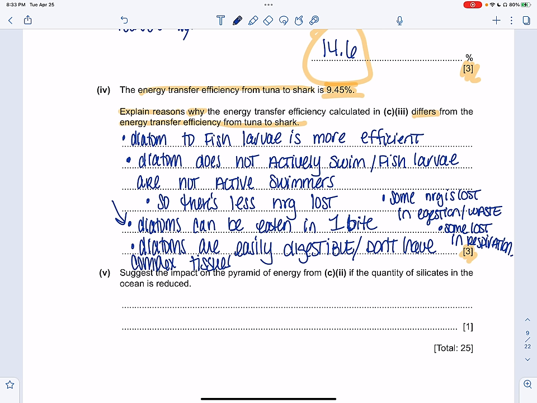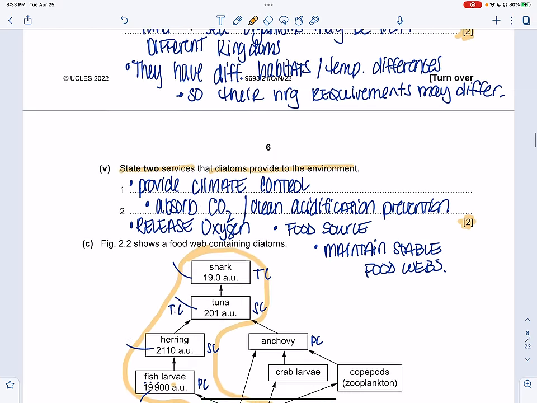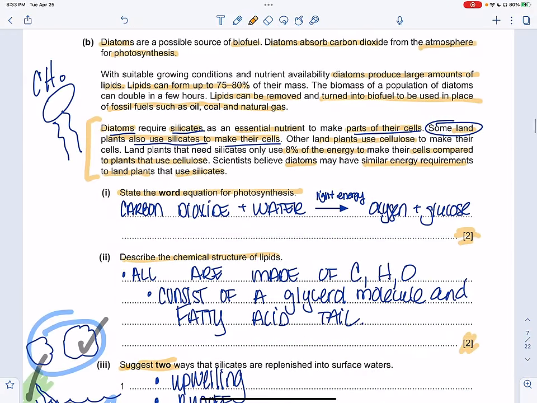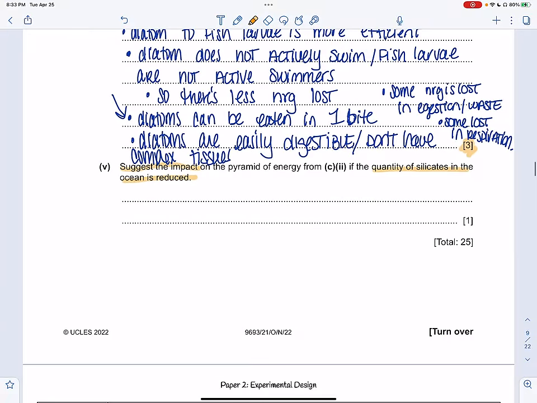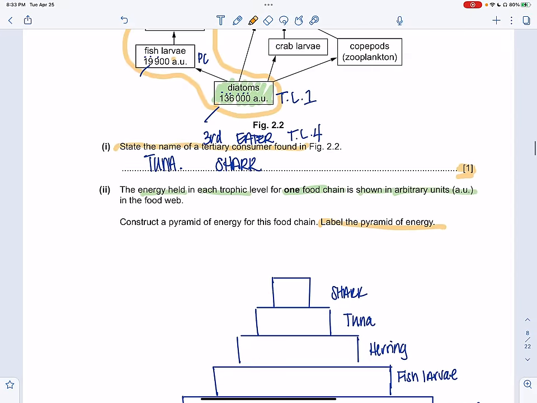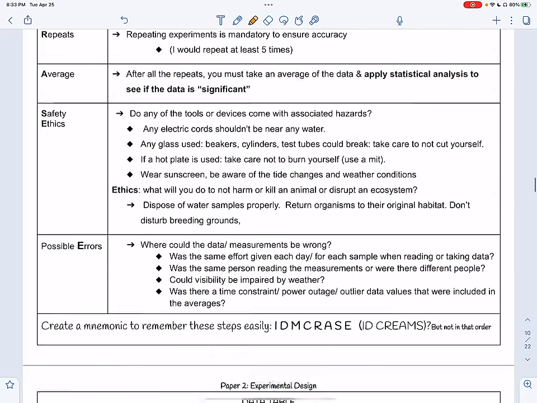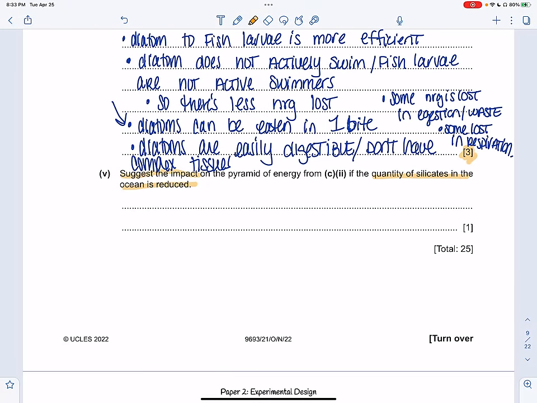Suggest the impact on the pyramid of energy if the quantity of silicates in the ocean is reduced. Well, if we look back to the top, thank you, Jeremy. Diatoms require silicates as an essential nutrient to make part of their cells. So if we are reducing silicates, a nutrient that diatoms need, and we know that diatoms are at the base of your trophic level, they're your producer in this situation, then we are going to have obviously less nutrients for the diatoms to synthesize more biomass or reproduce. And this is what would be the impact on the pyramid of energy. So essentially, we're going to see all of those bars reduce in size. First it would be the diatom box that would reduce, and then everything would kind of follow suit.